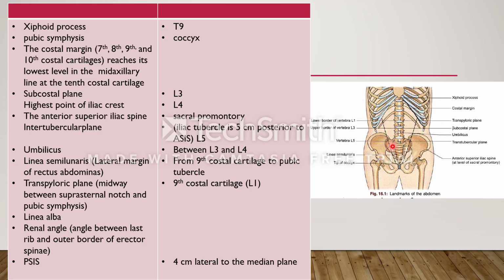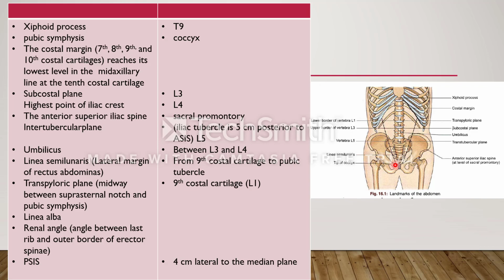This linea semilunaris is passing from the ninth costal cartilage to the pubic tubercle. See here, this is the extent of the linea semilunaris. This linea semilunaris passes from the ninth costal cartilage to the pubic tubercle.